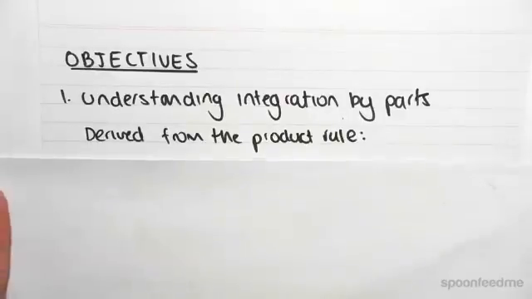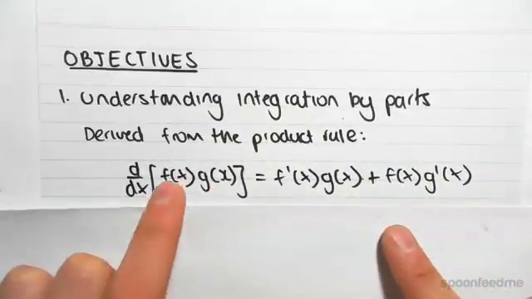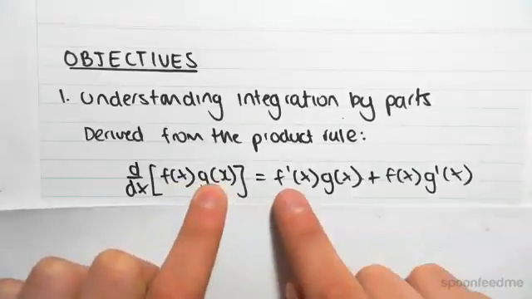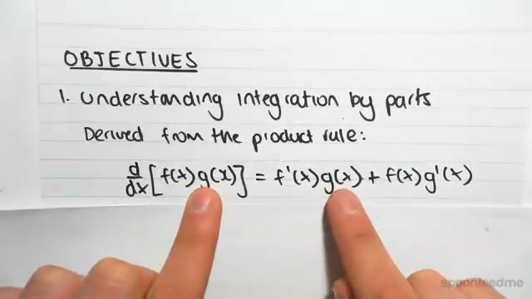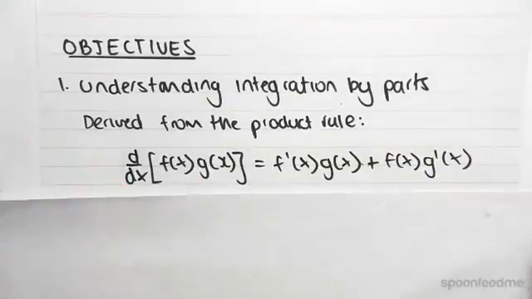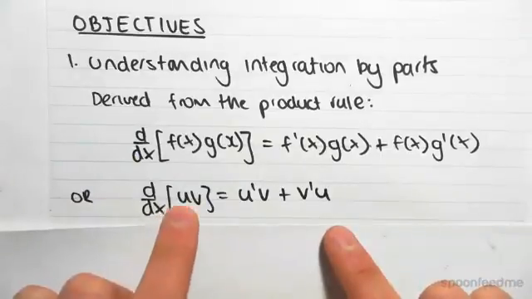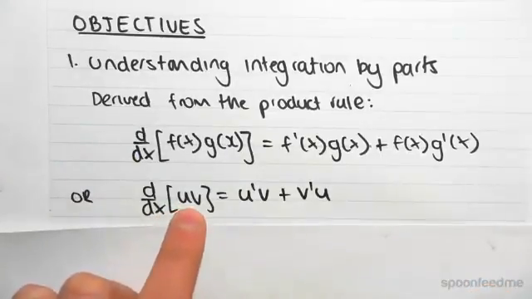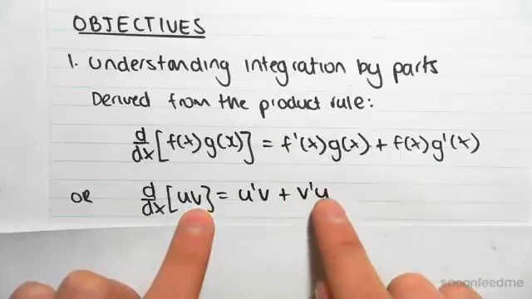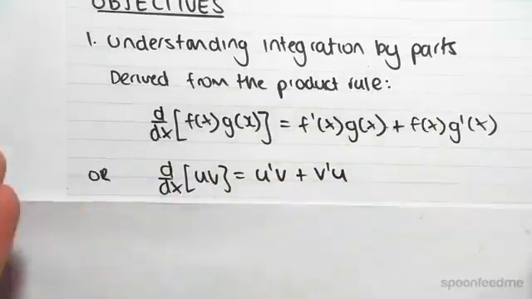Hopefully you remember the product rule, which says that d/dx of f(x) g(x), the product of two functions, is equal to f'(x) times g(x) plus f(x) g'(x). I like to think of it in simpler terms, as d/dx of uv, where u and v are just functions, is equal to u'v plus v'u. Hopefully you might be more familiar with this type of one. I'm going to be using that.